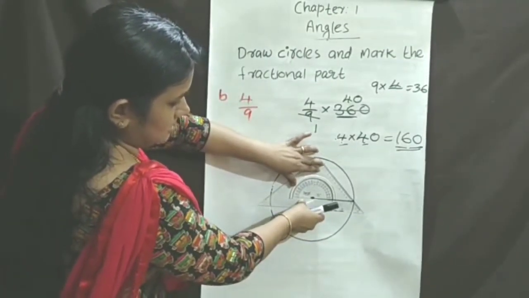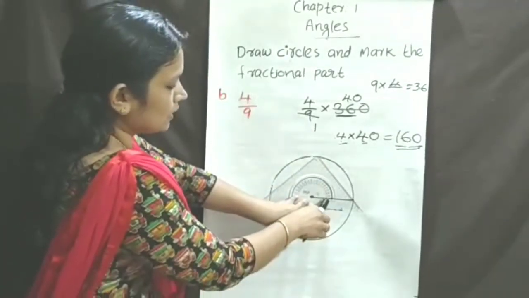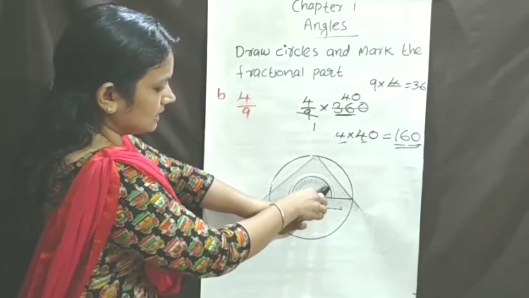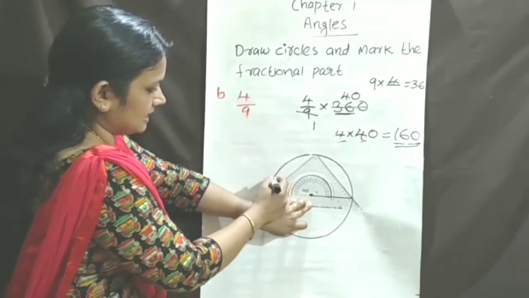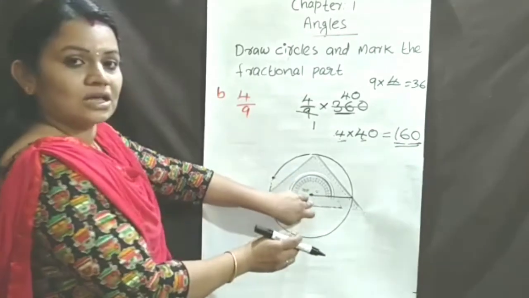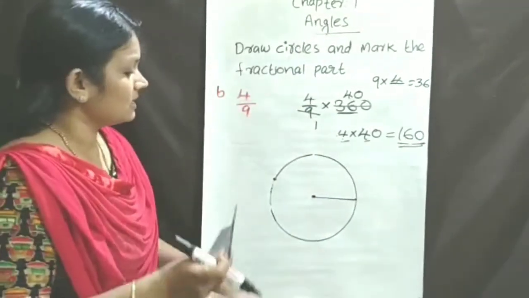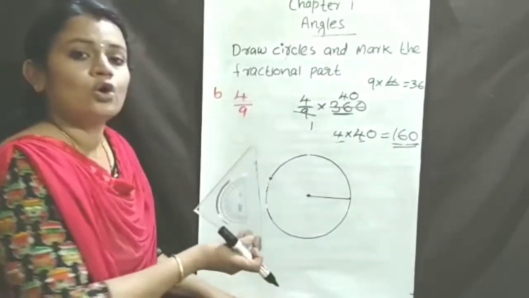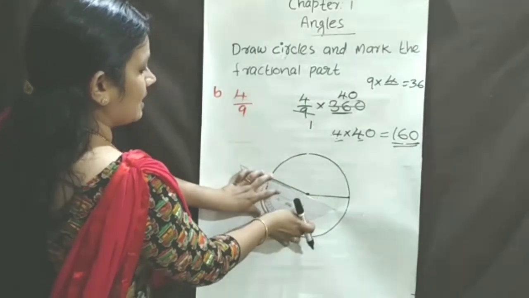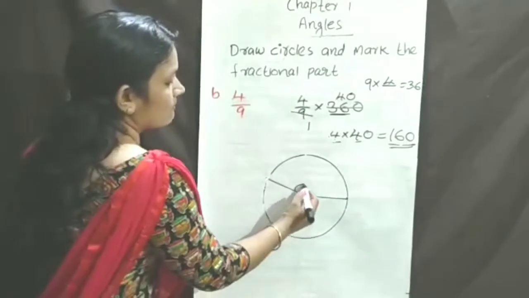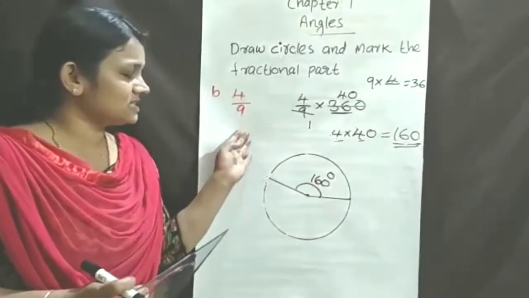Then you count starting from 0: 0, 10, 20, 30, and continue to 160. Here is 160. Mark the point like this. Then remove your protractor. Next, join these two points and draw a line like this. Then you mark 160 degree. Understand?